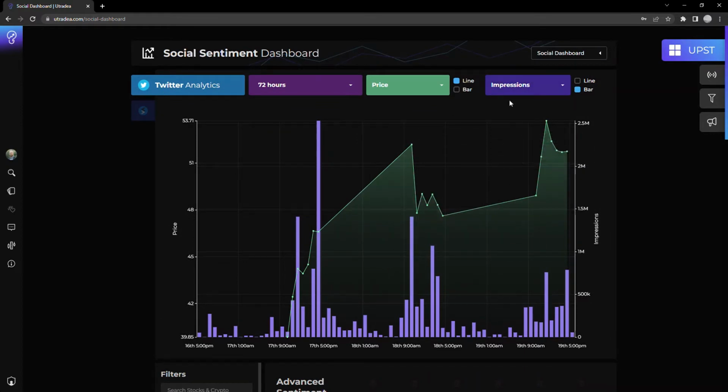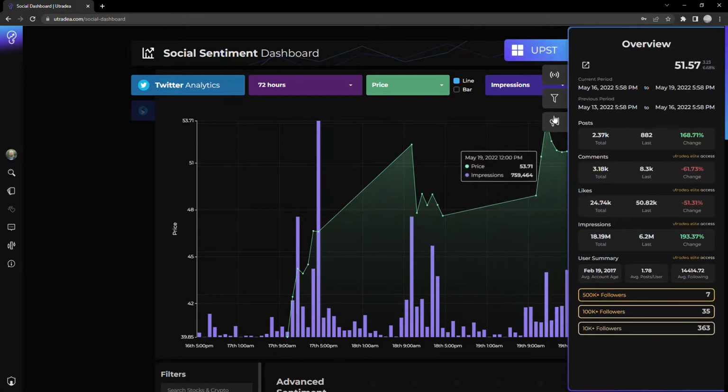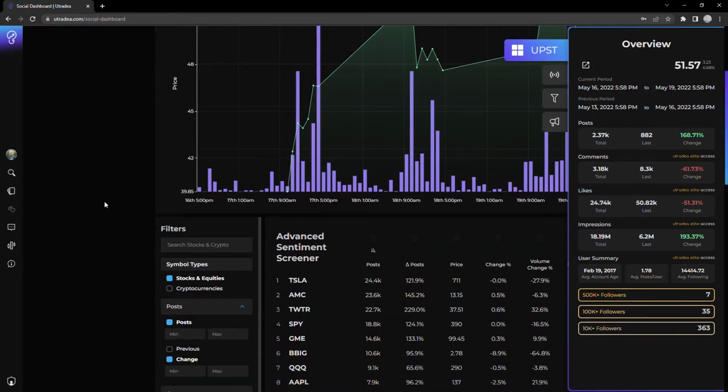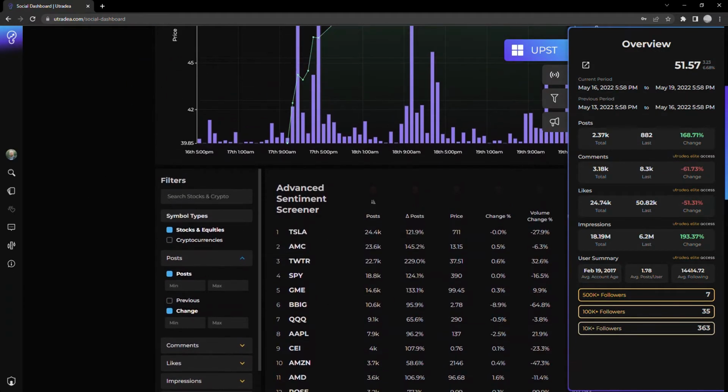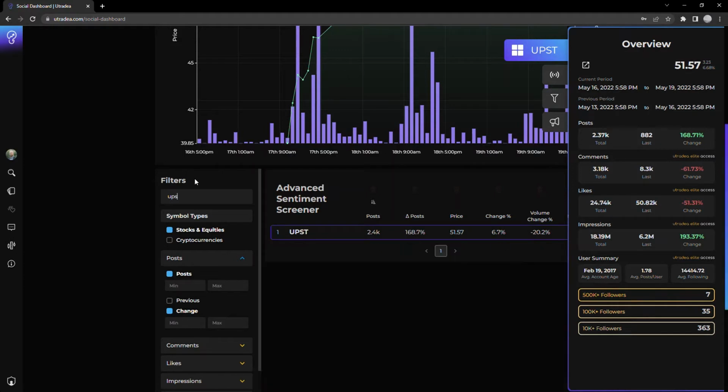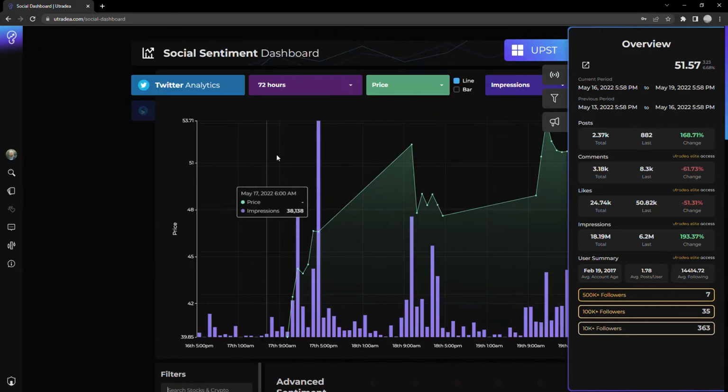Impressions are the number of people that see a tweet that has the hashtag UPST, Upstart. So you can filter for it, look for it here, but essentially in the last 72 hours, I noticed a bit of a trend with Upstart. The number of posts, so number of tweets, went up substantially, as well as the number of impressions.